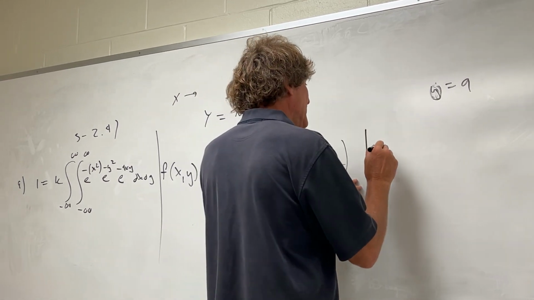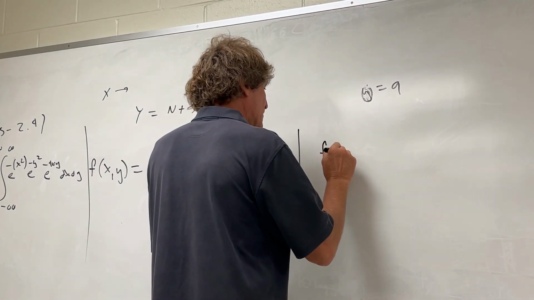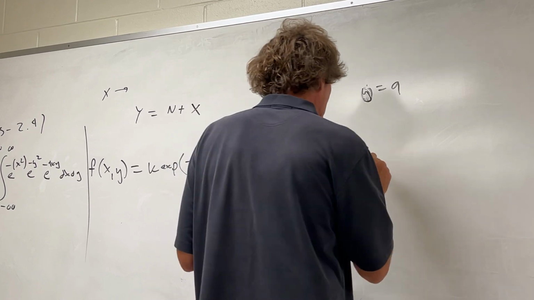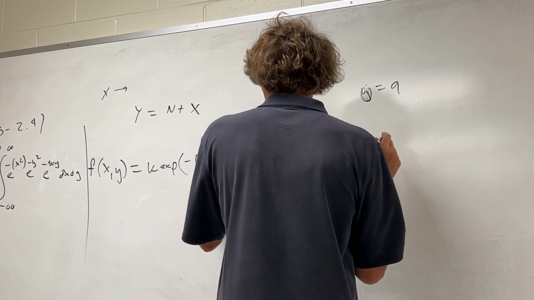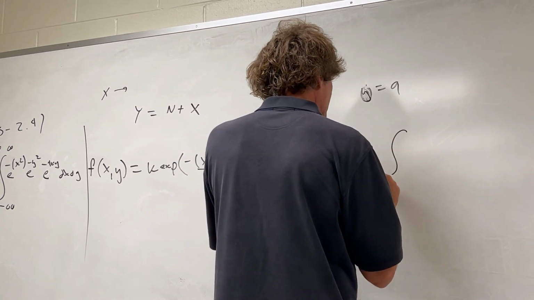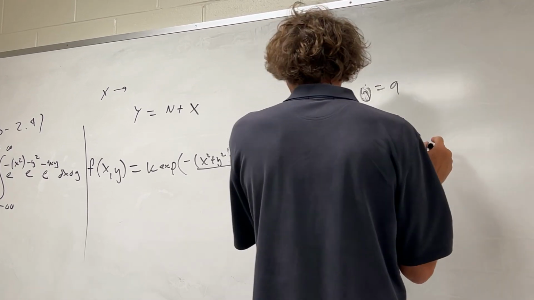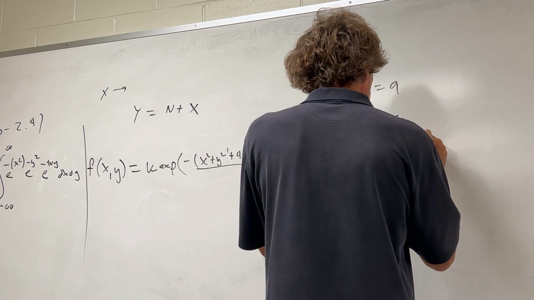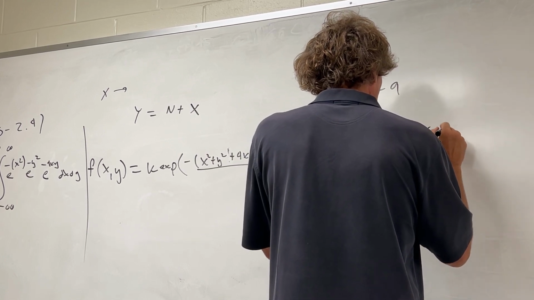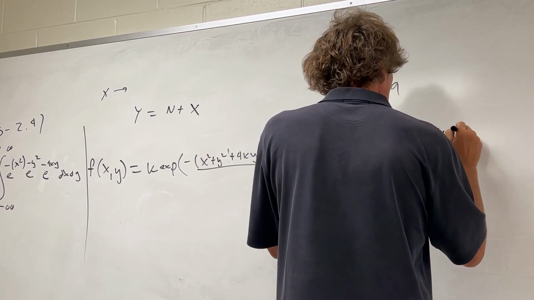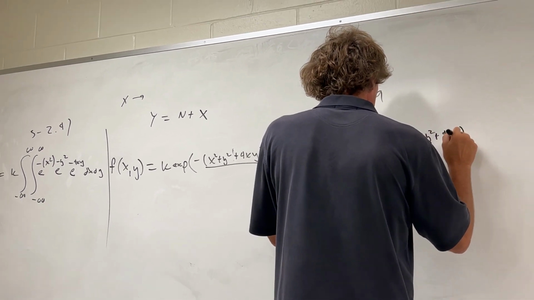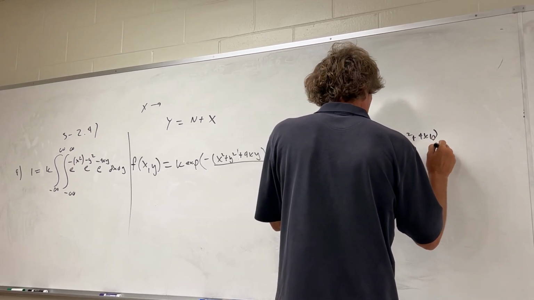So we can say that here, f_Y(y) equals, but I'm going to do something a little bit sneaky. It's going to be equal to the integral from minus infinity to infinity of k. For this case, the k's are going to cancel, and it's going to be e to the minus quantity x squared plus y squared plus 4xy, and this is going to be dx.